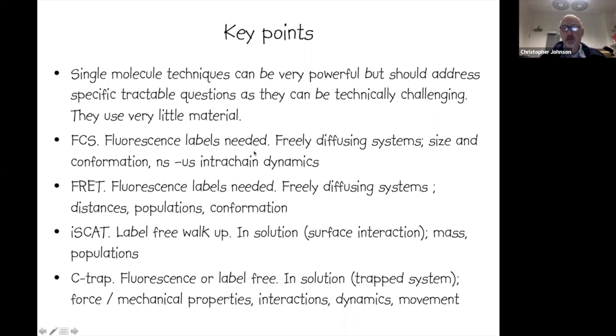So FCS is a technique where you need fluorescent labels. We're looking at freely diffusing systems. And we're going to be able to determine size and conformation, and also these nanosecond to microsecond intrachain dynamics.